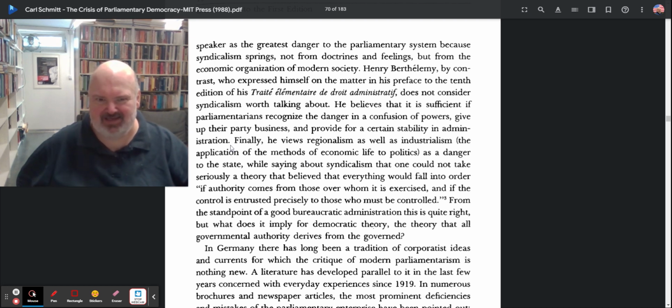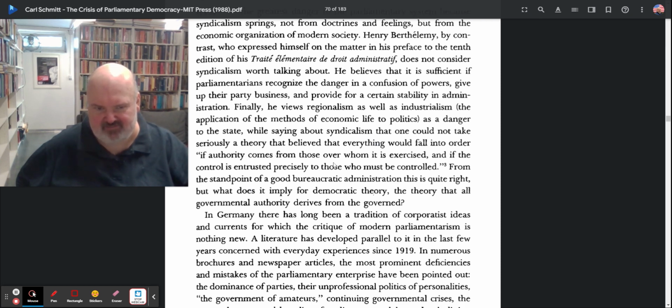So, the second one is this, the administrative structures. Finally, he views regionalism as well as industrialism, the application of the methods of economic politics, as a danger to the state, while saying about syndicalism that one could not take seriously a theory that believed that everything would fall into order if authority comes from those over whom it is exercised, and if the control is entrusted precisely to those who must be controlled.